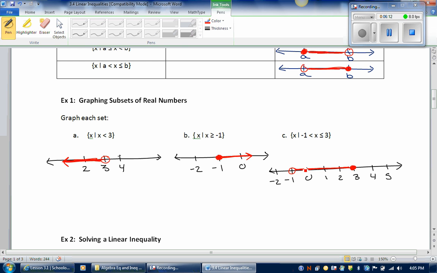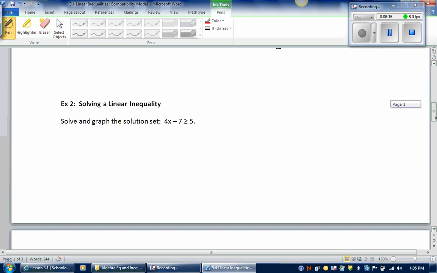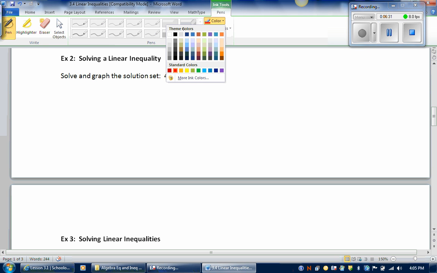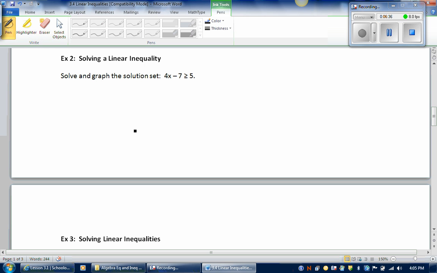Okay, so now that you know how to graph them, let's talk about how we solve these linear inequalities. Okay, so we're going to solve and graph on a number line. So just like we solved equations, we're going to solve inequalities. There is one extra step that's involved when we get into the little more difficult ones, and we'll cross that path when we get there.